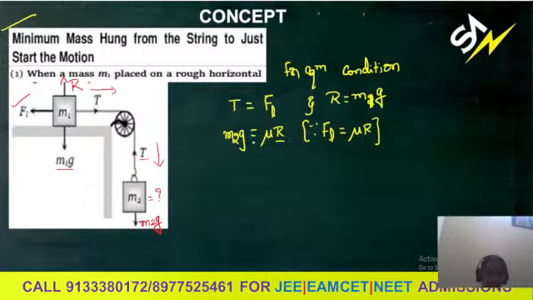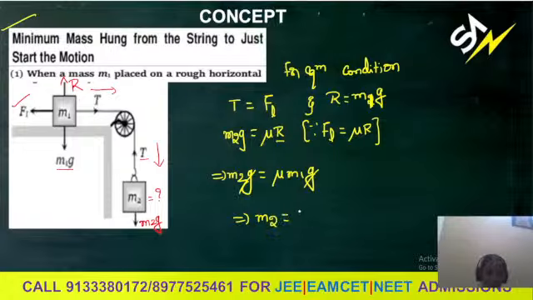Now we can substitute the R value as M1G. So this implies M2G is equal to mu into M1G. Then G cancels on both sides. So we find M2 is equal to mu M1. So this much minimum mass should hang from the string, then it can start the motion. So just from the free body diagram, balance the forces for equilibrium condition and find the required one. That is the concept here.